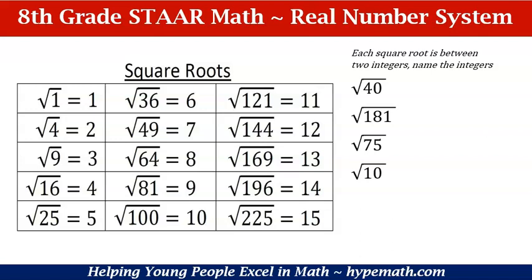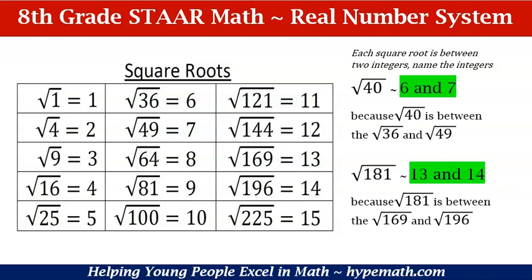Let's see if you chose the correct integers. For the square root of 40, the two integers would be 6 and 7 because the square root of 40 is in between the square root of 36 and the square root of 49. The square root of 36 is 6 and the square root of 49 is 7, and that is why our two integers are 6 and 7.